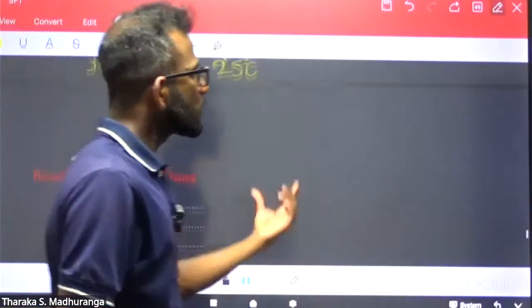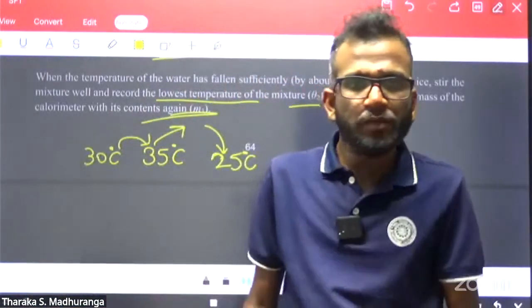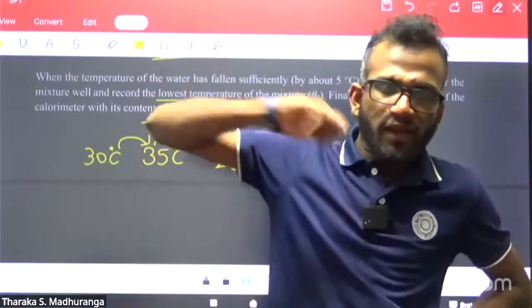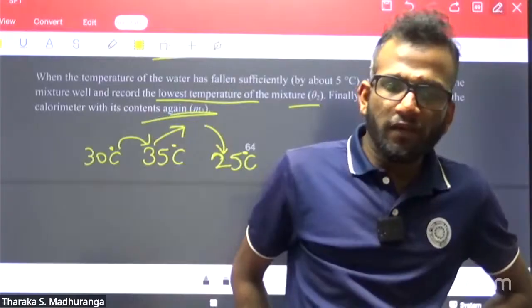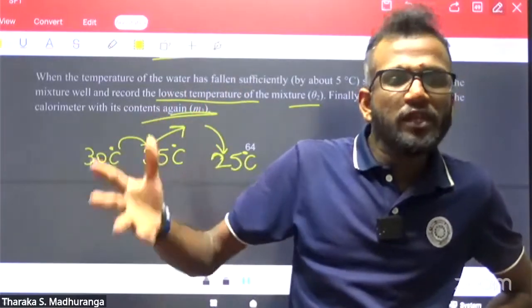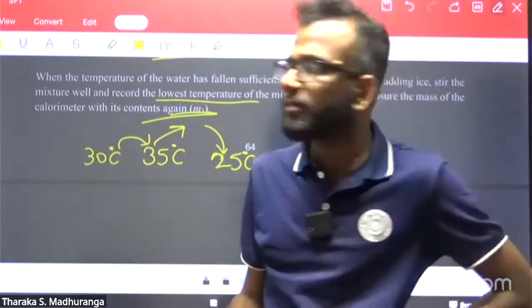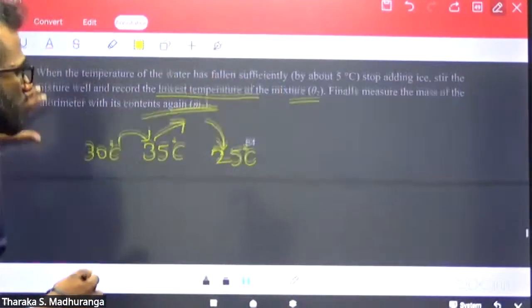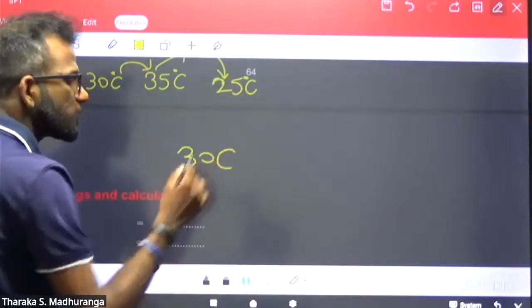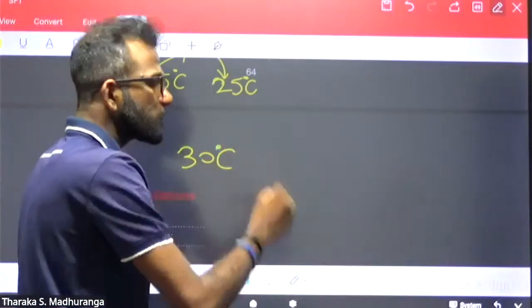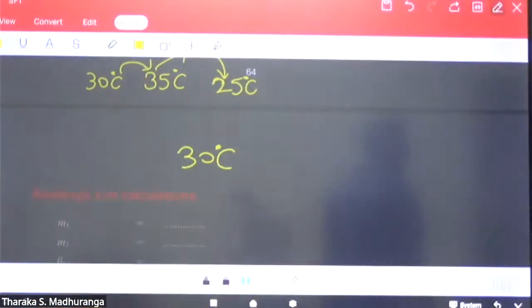About the number of ice cubes, good question. Normally we don't add as much ice as we like in this experiment. If we do, then we cannot avoid heat losses. Normally, think of 30 Celsius as the normal temperature. Room temperature is 30 Celsius. Wait, I'll show.